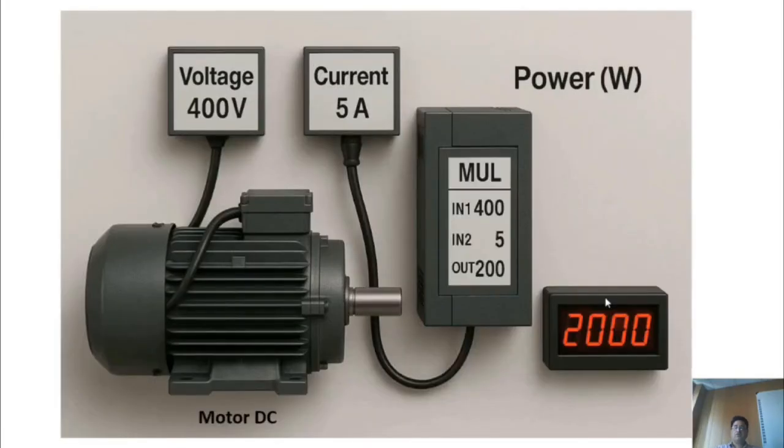Alright, here's an example we can use for this in industry. Suppose, for instance, we have a DC motor. We want to observe the instantaneous power of this DC motor. If we have the voltage and the current that this motor is consuming, by using a MUL function, it multiplies these two values together and can display the instantaneous power for us.